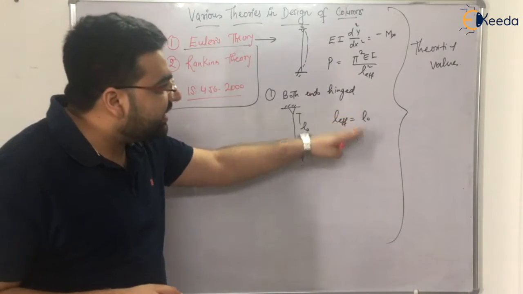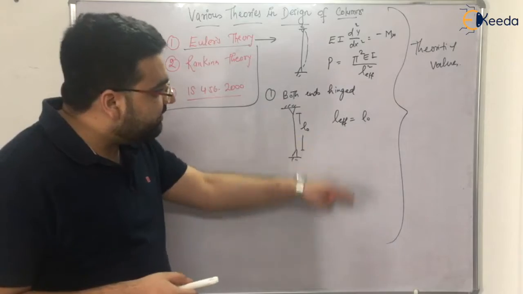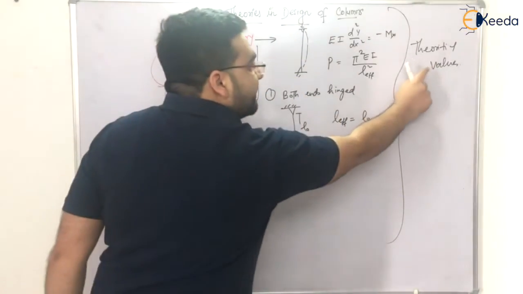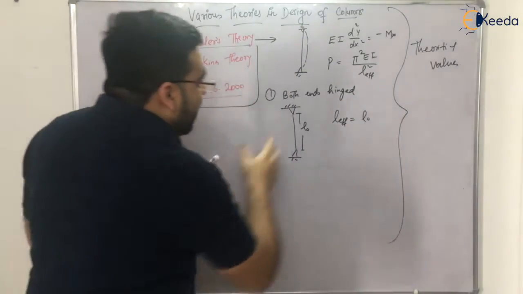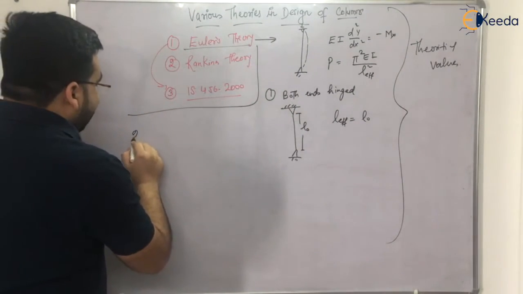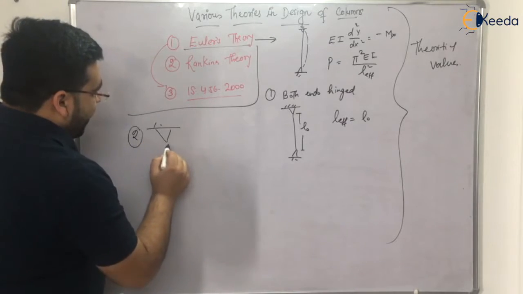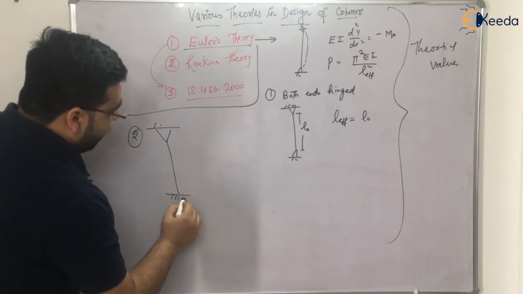Or you can say these are the recommended values, right? The recommended values which we get from the IS 456. But Euler's theory gives us theoretical values. Clear? Now both ends are hinged. The second is one end is hinged and another one is fixed.